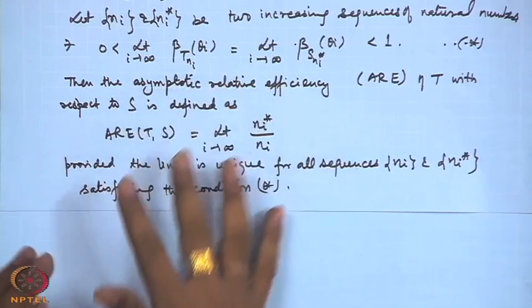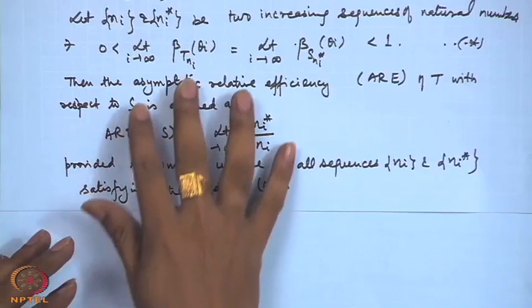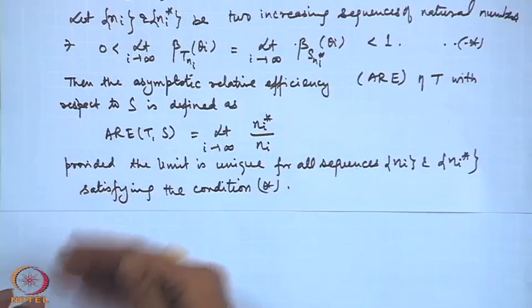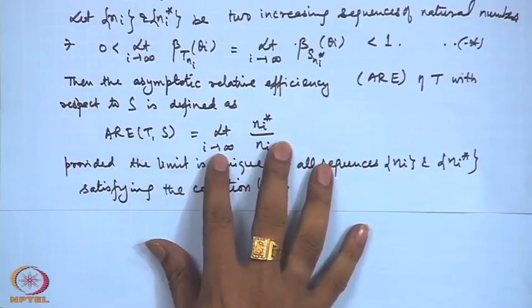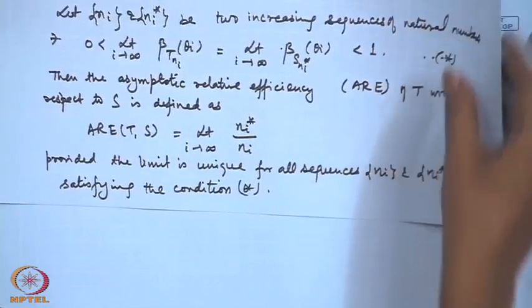So, since this definition is a limiting definition, you can say it is a better definition than the definition of efficiency which I gave just before this, because that was a fixed sample size definition, and here it is an asymptotic kind of definition. Now, there are several ways of calculating the asymptotic relative efficiency. Let me briefly mention that.